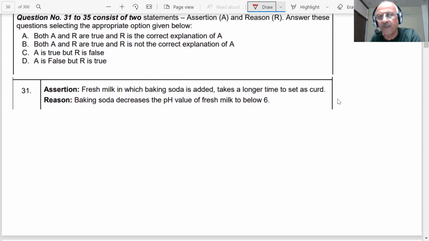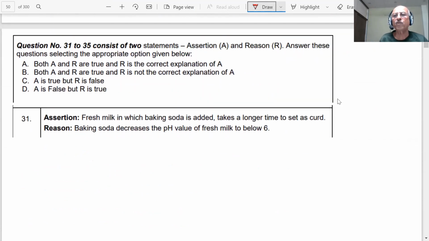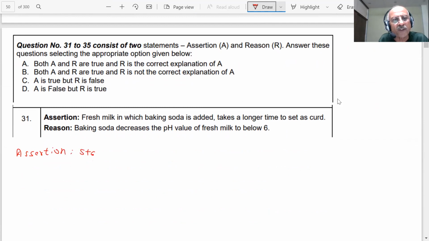Pay attention, student. This is very important. Nowadays, you are having assertion and reason. What is an assertion, student? Assertion is a statement. First you identify whether the given statement is either true or false. Then you have a reason.